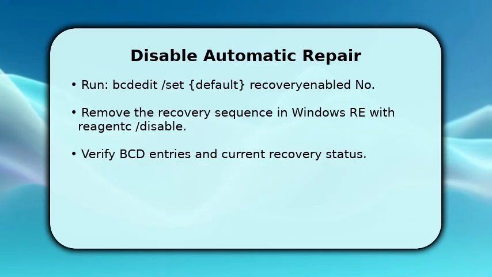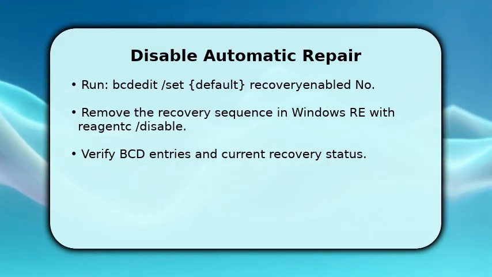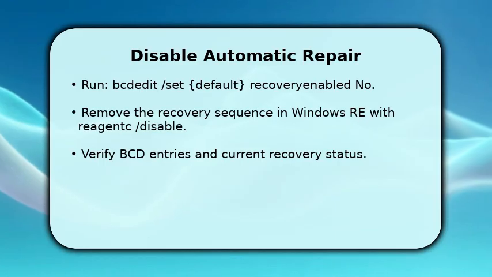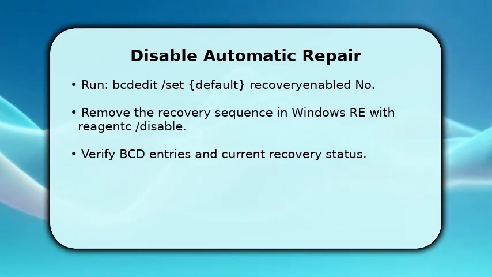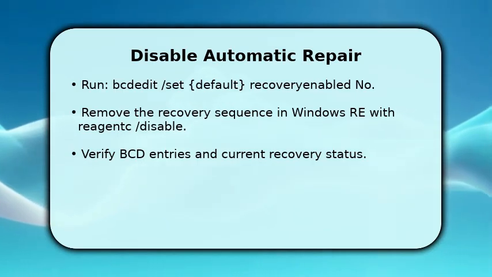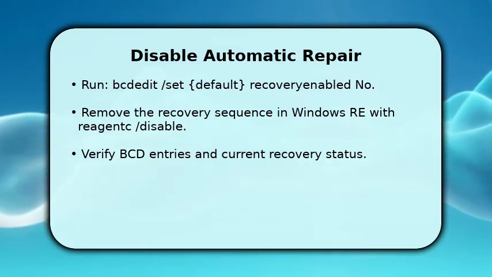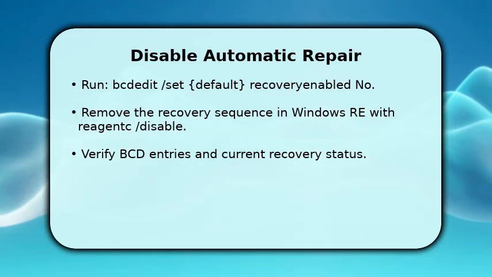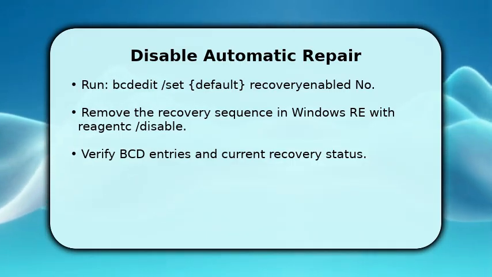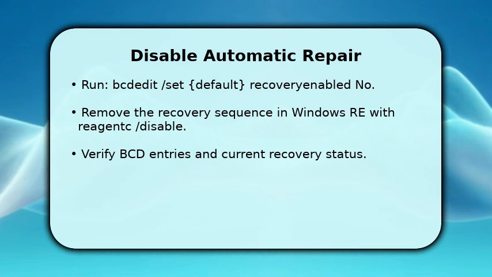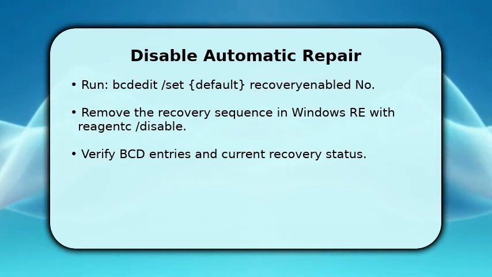This tells the boot manager to stop invoking automatic repair. Once done, run reagentc /disable to turn off the Windows recovery environment's auto-launch behavior. This prevents future loops. Make sure to check bcdedit output to confirm the change, and use reagentc /info to verify the status is disabled. If you see different identifiers, substitute the correct identifier shown. Accuracy here avoids misconfiguring another OS entry.